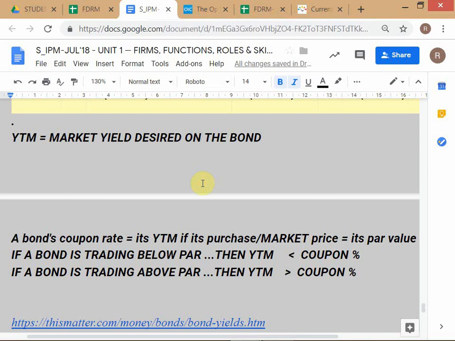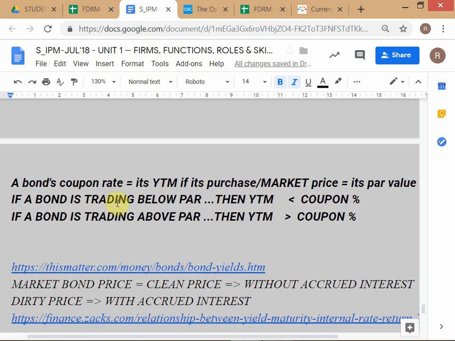Alright, let's go back to the problem. Is my question clear? I understand that if the bond is trading at par, then the market price is equal to the par value of the bond. That means that the YTM and the coupon are the same. Now, we are talking about a first situation where a bond is trading below par, meaning the market price is below par. Is that clear to everyone?